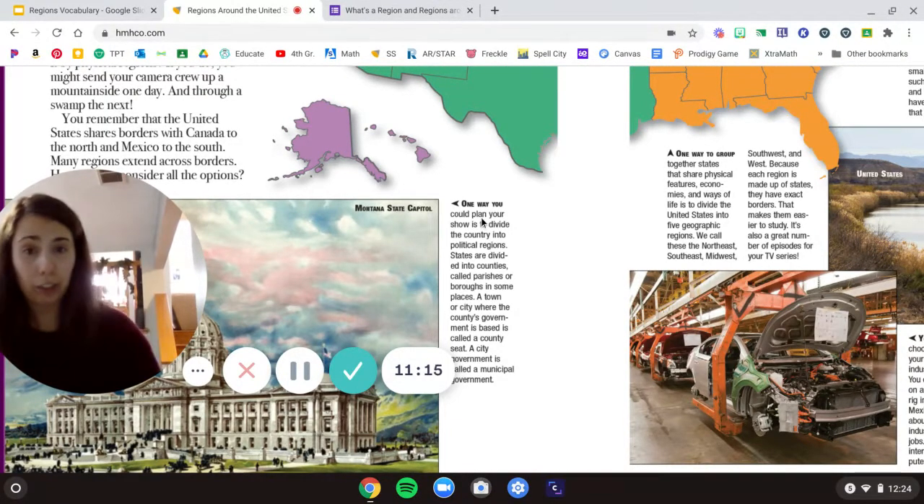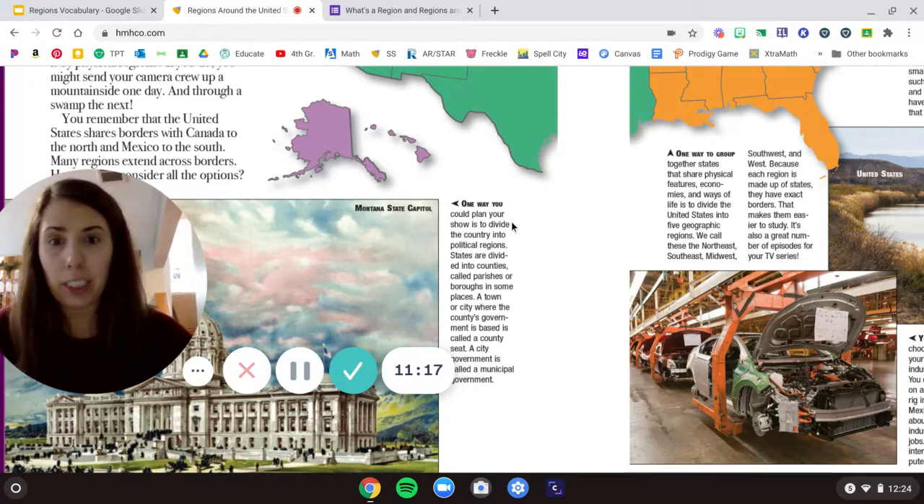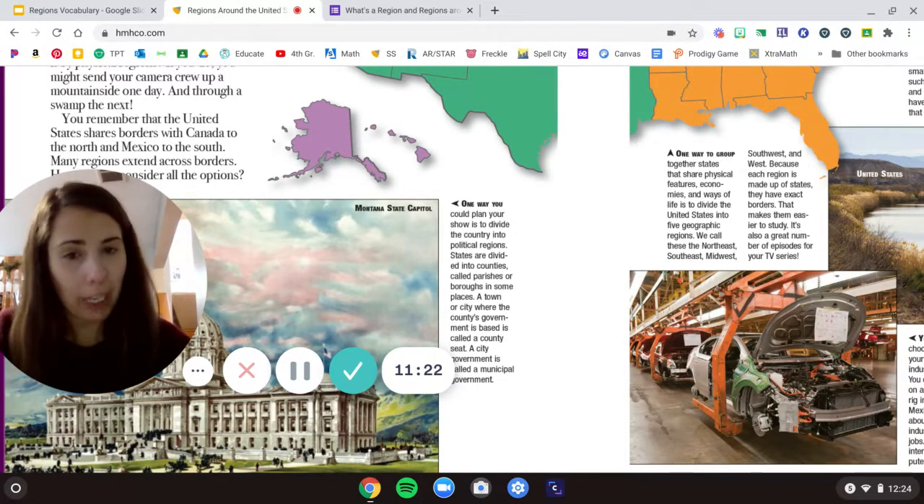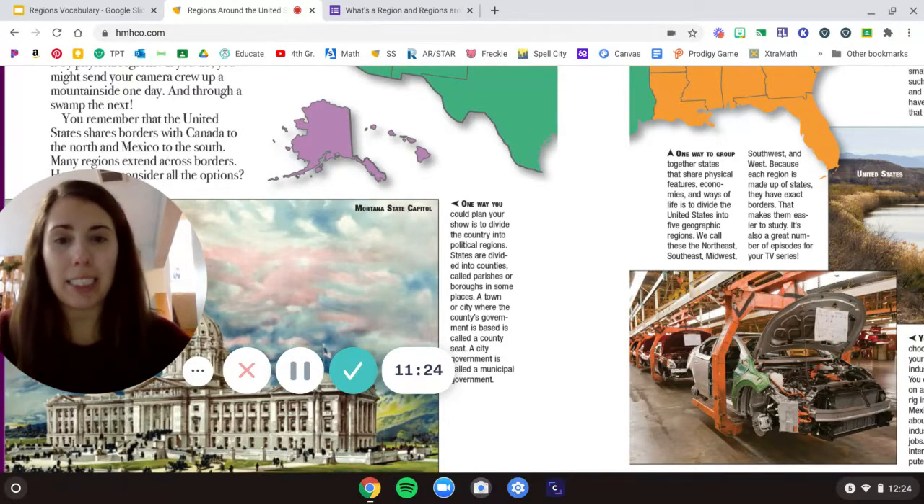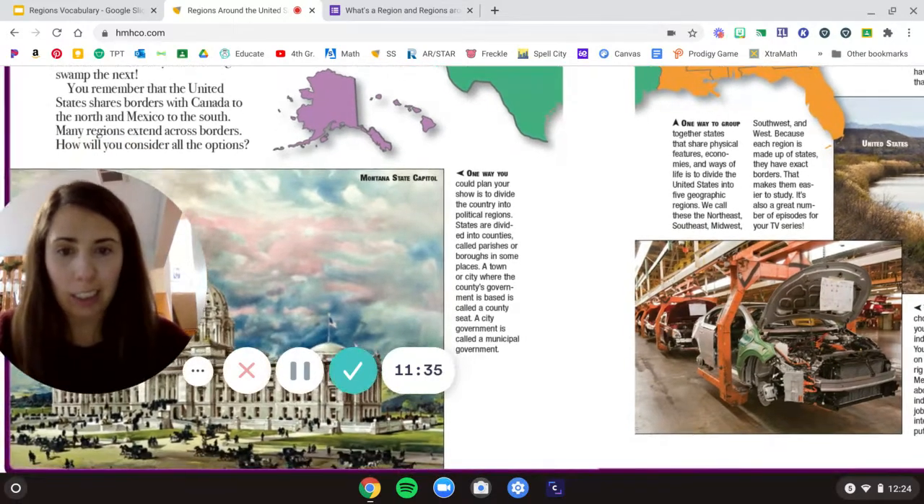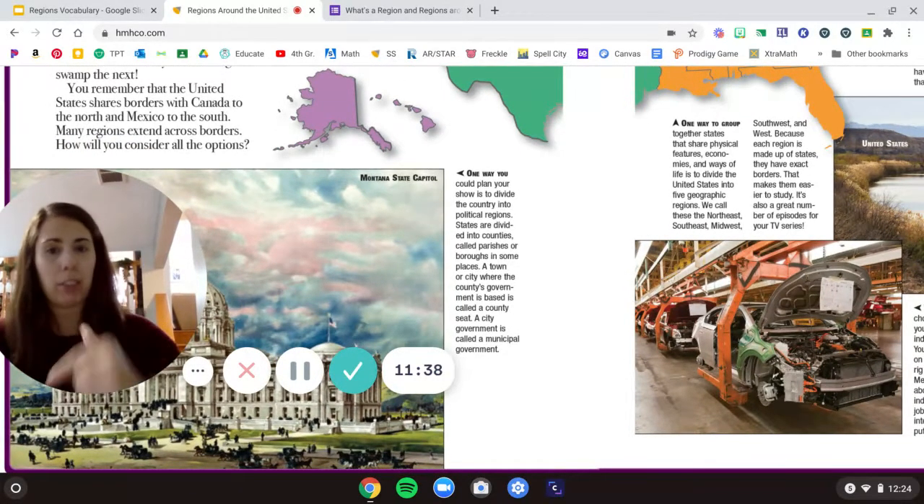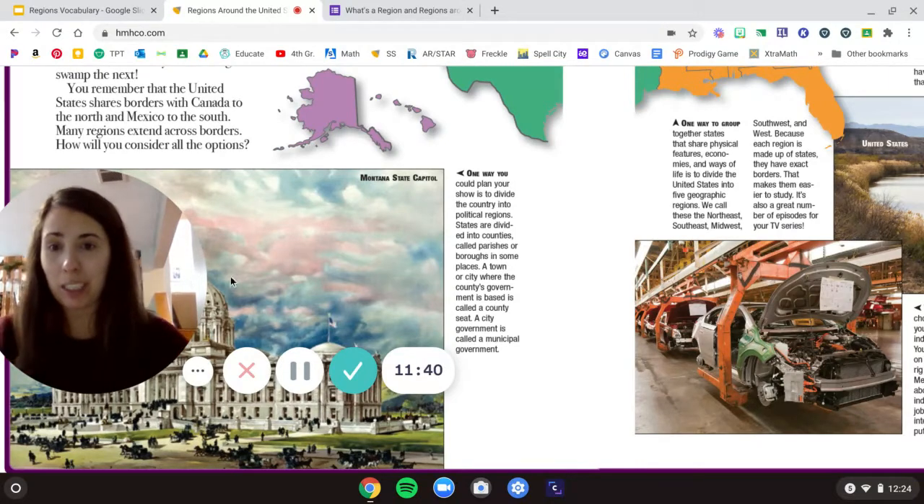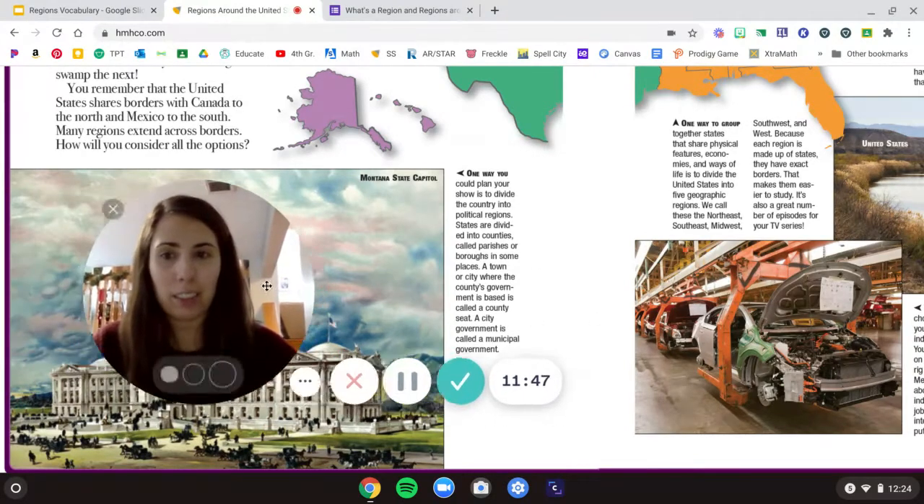One way you could plan your show is to divide the country into political regions. States are divided into counties called parishes or boroughs in some places. So it's another fancy way to say counties. A town or city where the county's government is based is called a county seat. A city government is called a municipal government. Remember talking about municipal governments when we did our different parts of the government? That municipal.